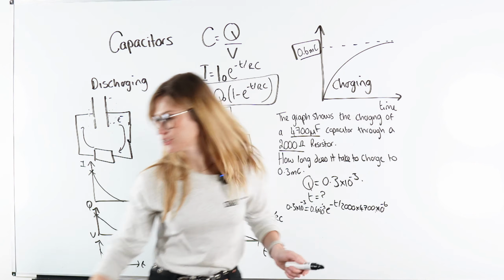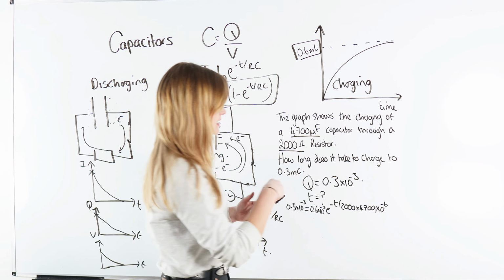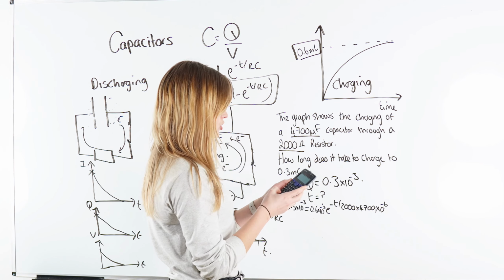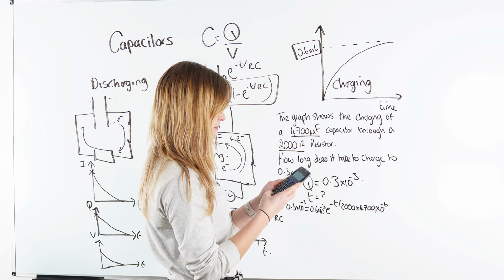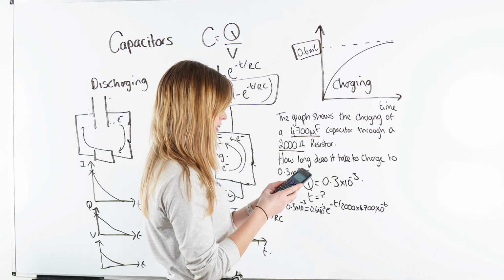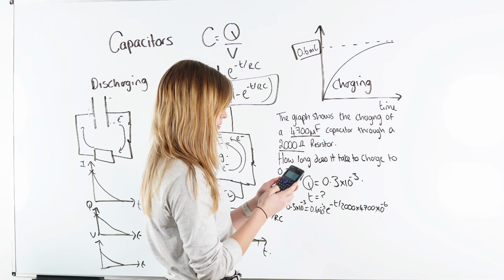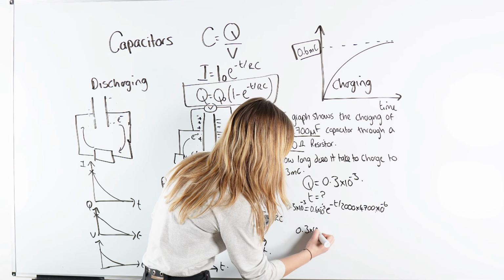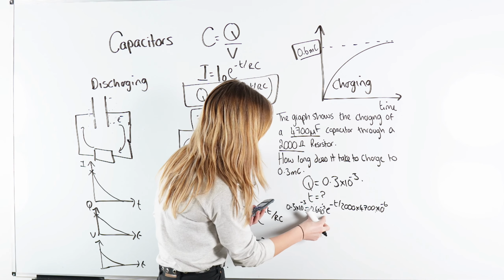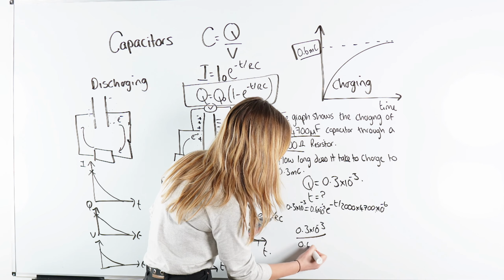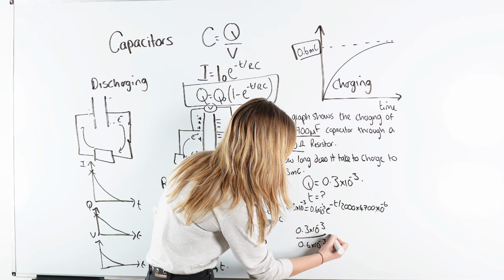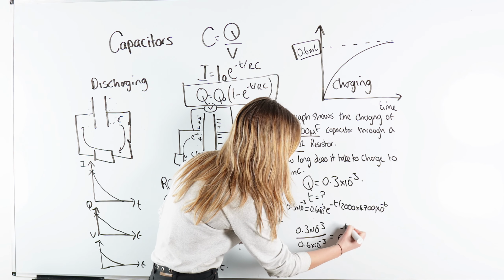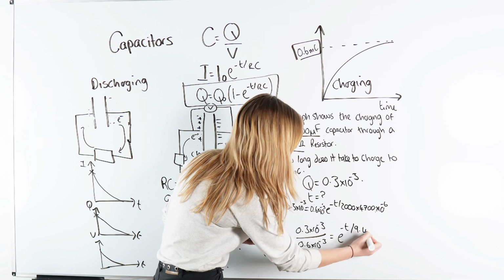So if you get your calculator, I would probably simplify the bottom first. So we do 4,700 times 10 to the power of negative 6 multiplied by 2,000. And we get that number to come out as 9.4. So what I've got now is 0.3 times 10 to the negative 3. I'm going to divide both sides by this number to make it easier: 0.6 times 10 to the negative 3 is going to equal e to the minus t divided by 9.4.